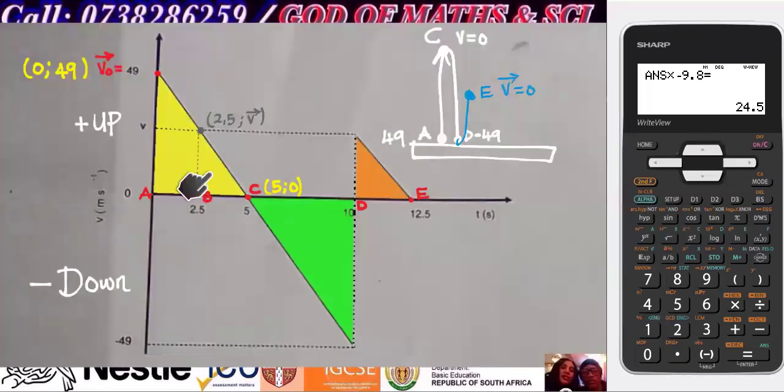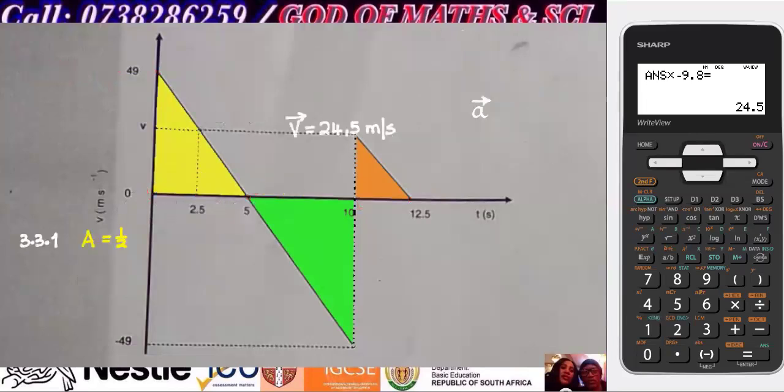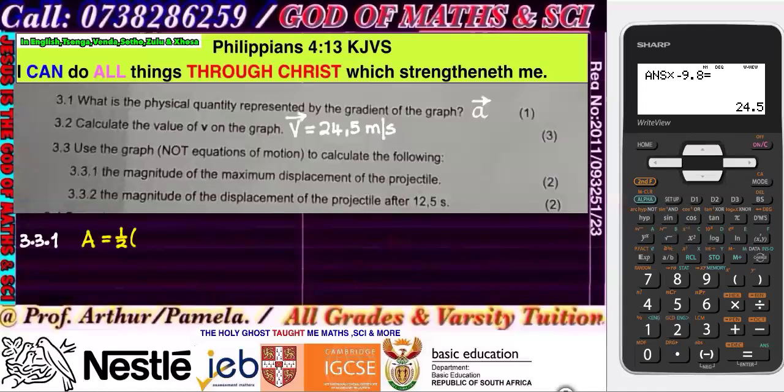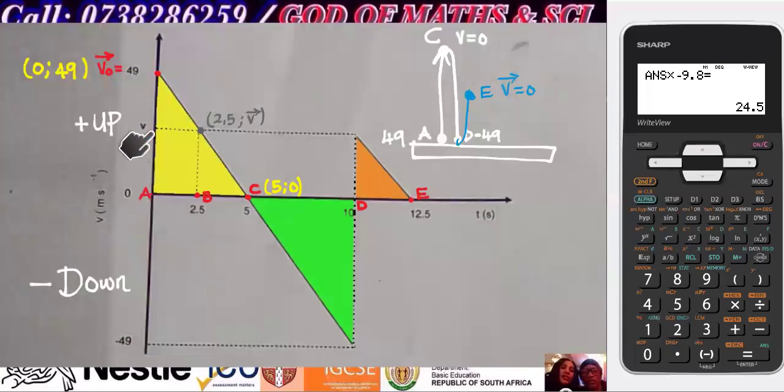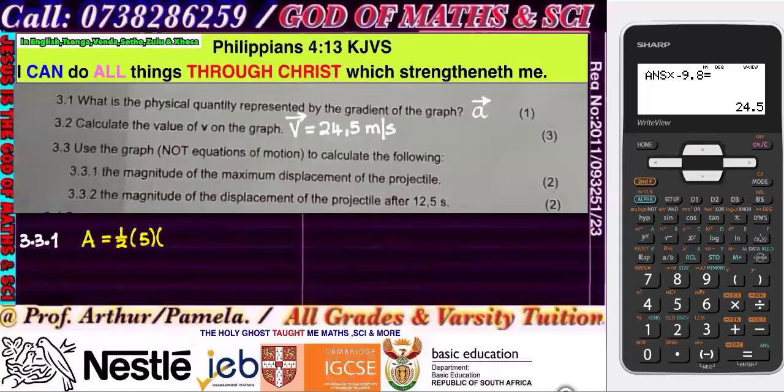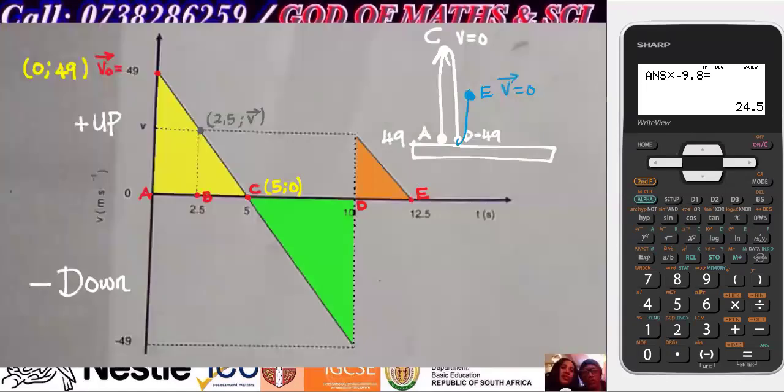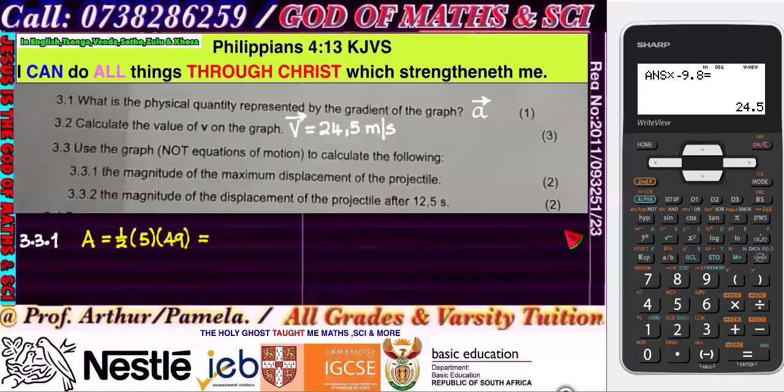Remember the triangle, half base times height. The base is from 0 to 5. So it's basically 5. Half base, and then I'm going to times that by height. The height is from 0 to there, to 49. All right, remember this is displacement. The answer must be positive. Why? You are on the upside, the positive side. All right, so let's put that in a calculator.